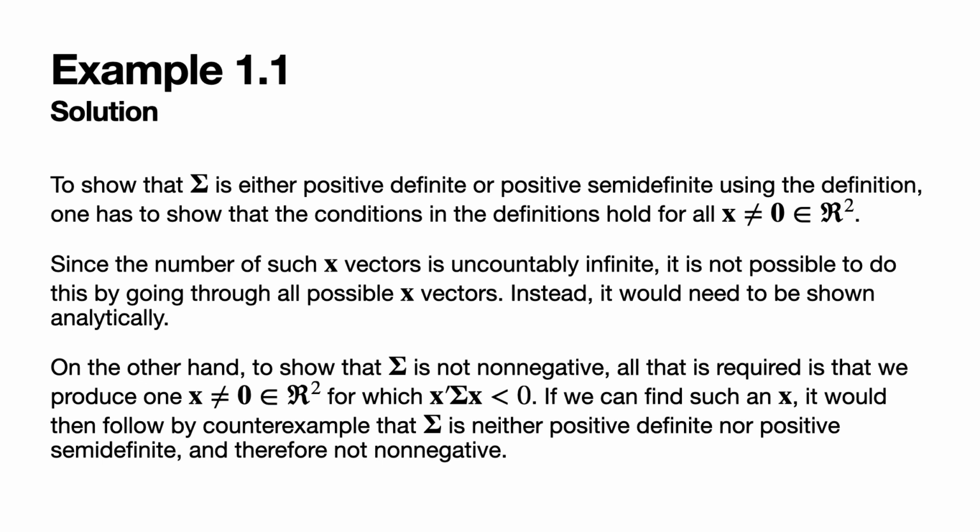Now, on the other hand, to show that cap sigma is not non-negative, all that's required is that we produce one non-zero x vector in two-dimensional Euclidean space for which that quadratic form is negative, strictly less than 0. If we can find such an x vector, it would then follow by counterexample that cap sigma is neither positive definite nor positive semi-definite, and therefore not non-negative.